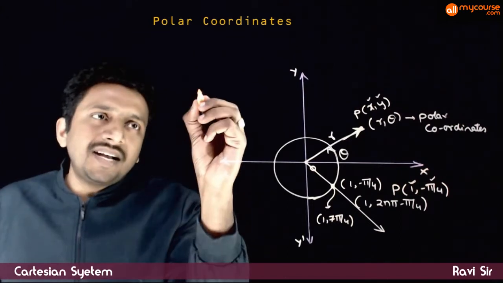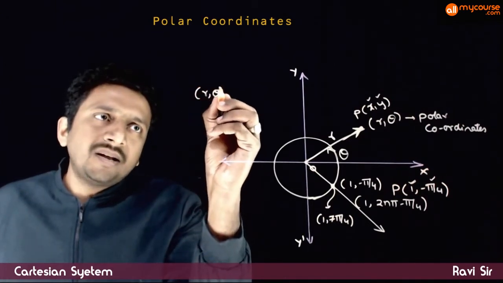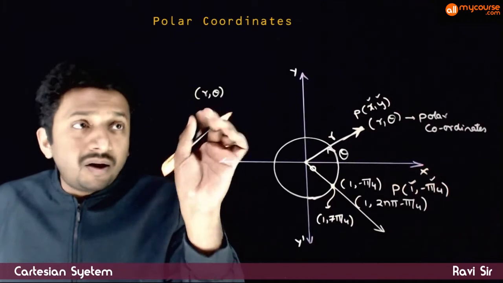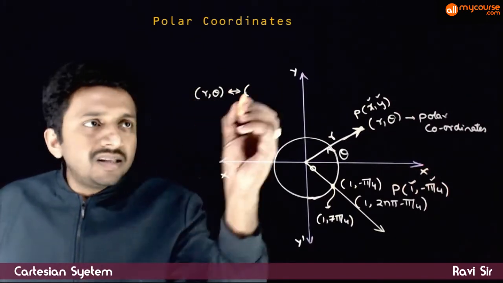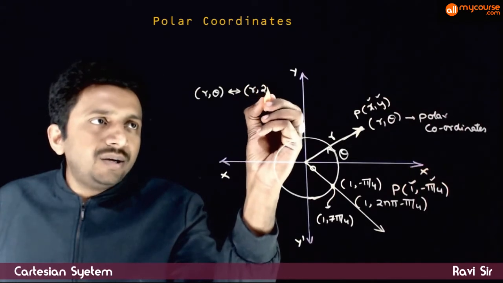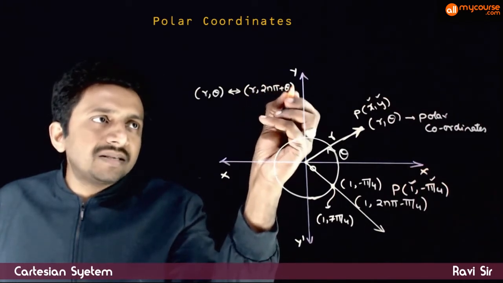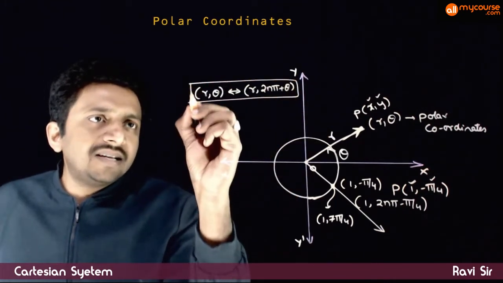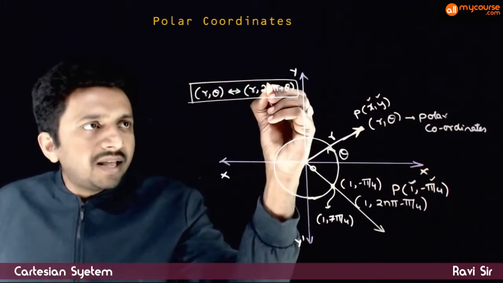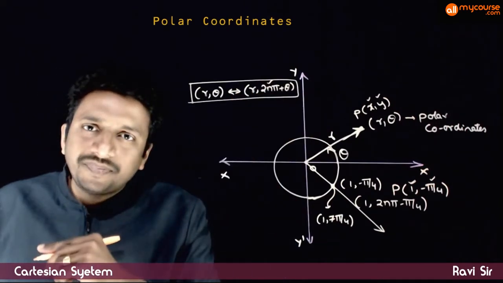So what you need to understand is that a polar coordinate of the point of the form r comma theta is exactly the same as the coordinates r comma 2n pi plus theta. These two represent the exact same point, and n can be any integer.